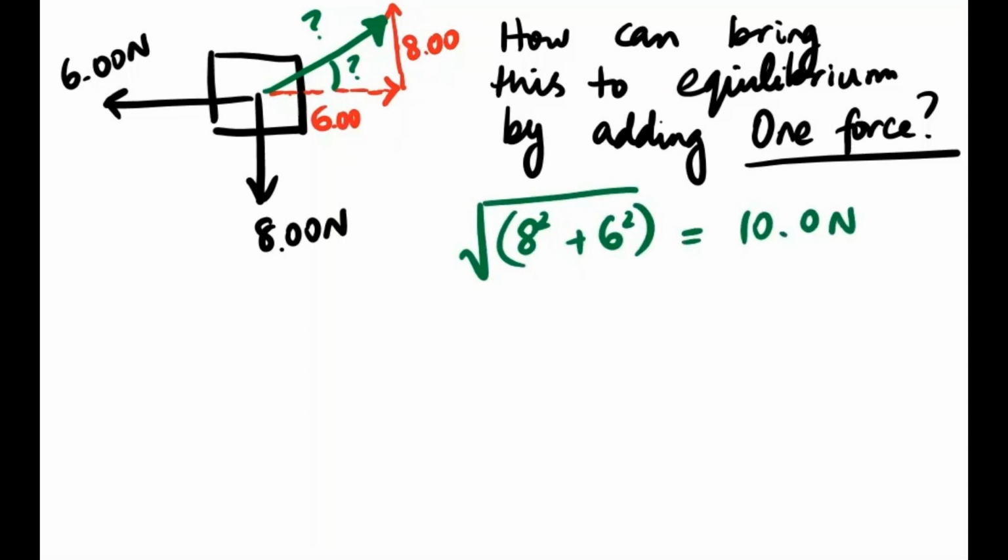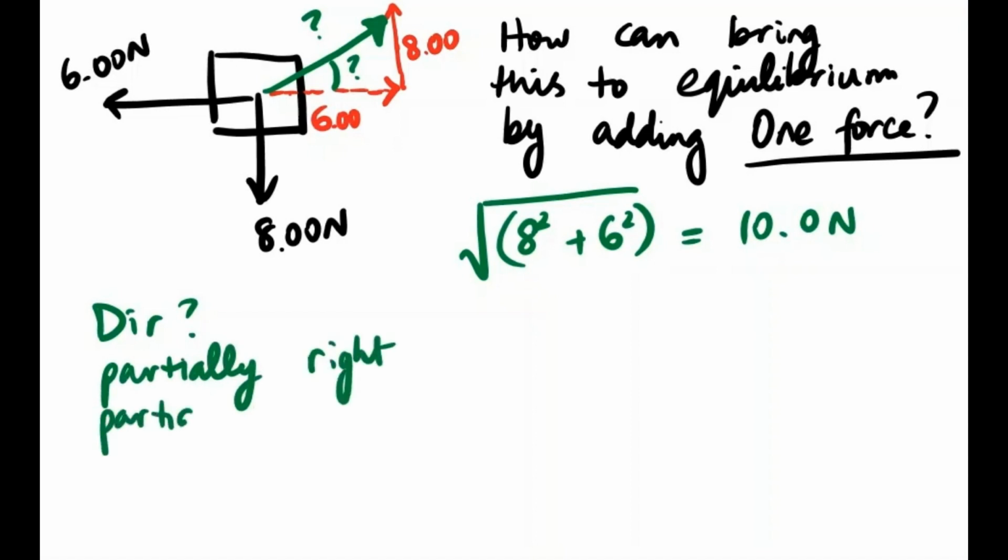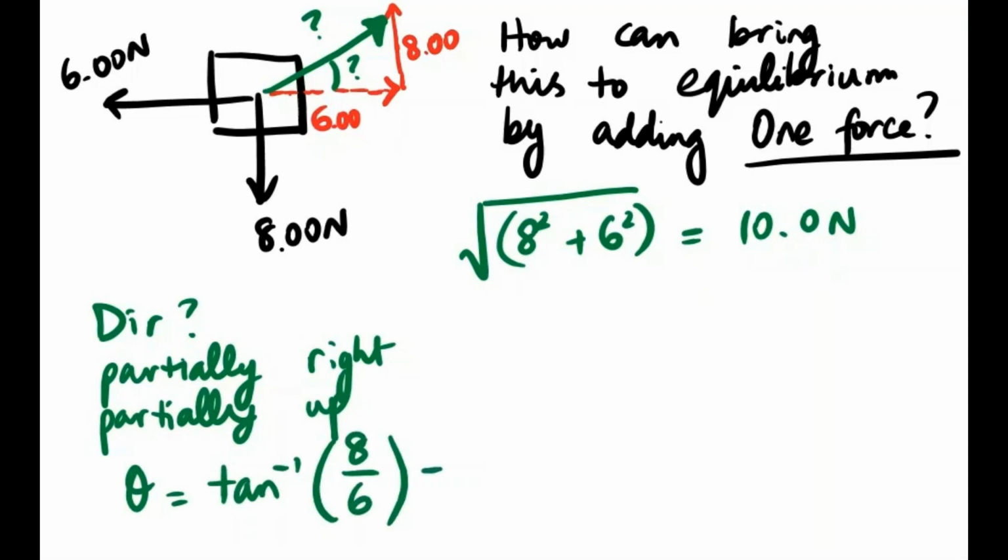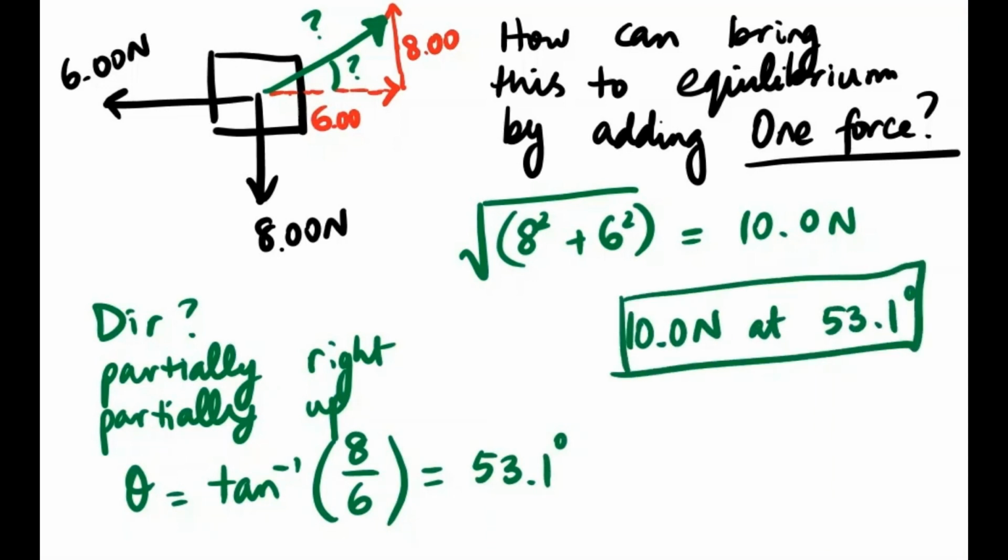So if I use the Pythagorean theorem to figure out the resultant vector, I got 10 newtons. Now about the direction, I can see in the picture that it's partially going towards the right and partially going in the upward direction. So it's slightly at an angle. I'm going to use the inverse tangent function, and the opposite side is 8 in front of the angle, and the adjacent side is 6, so I got the angle of 53.1 degrees. So I can write my final answer as 10 newtons at 53.1 degrees.